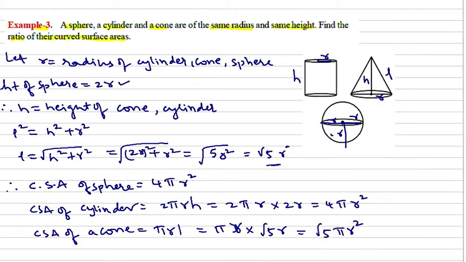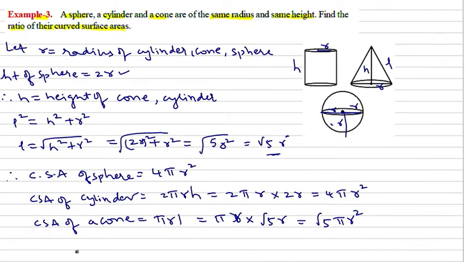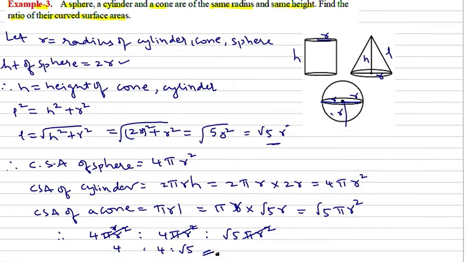Now we are going to find the ratio of these. So therefore sphere 4 pi r square, cylinder 4 pi r square, cone root 5 pi r square. Now we can cancel pi r square, pi r square, pi r square. So the ratio will become 4 : 4 : root 5. So that is the required ratio.